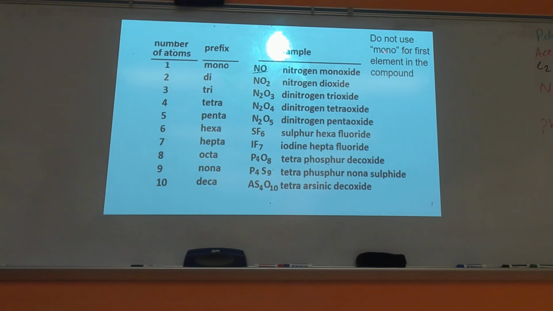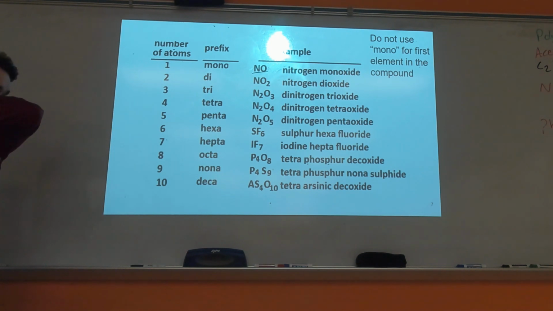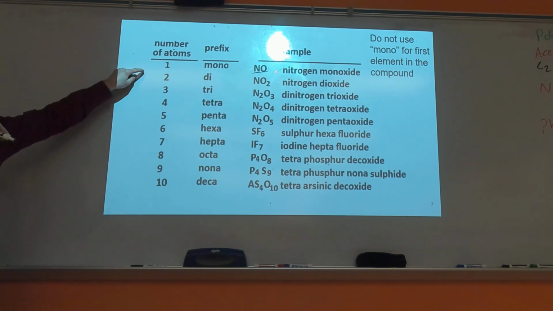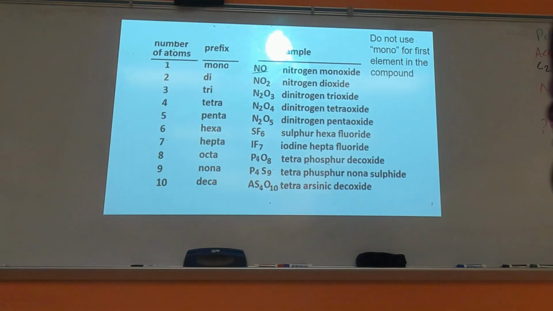Now, an exception here, so make note of this thing in the top right corner. You do not use mono for the first element. Notice how it's not mononitrogen monoxide. We just say nitrogen monoxide. So if the first element's 1, you don't need to say mono. That way it just flows a little bit better, right? It's just kind of a shorthand. You look at our second example, nitrogen dioxide. So again, NO2. Again, notice how it's not mononitrogen dioxide.